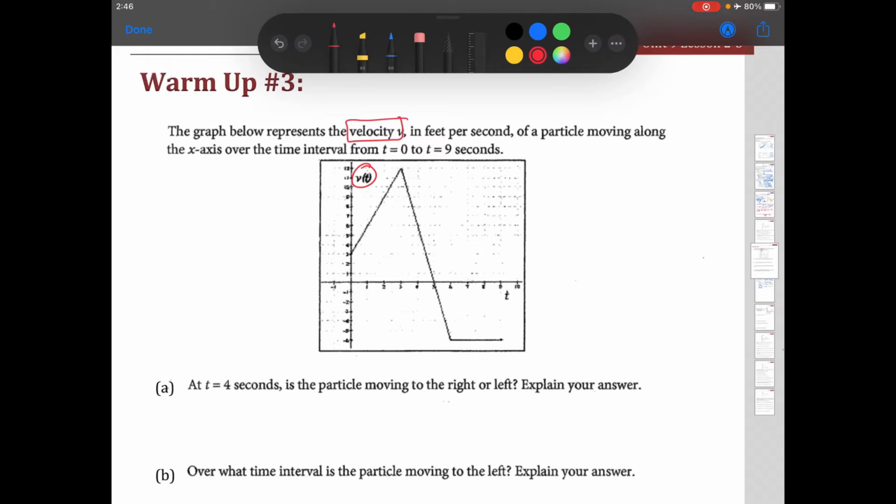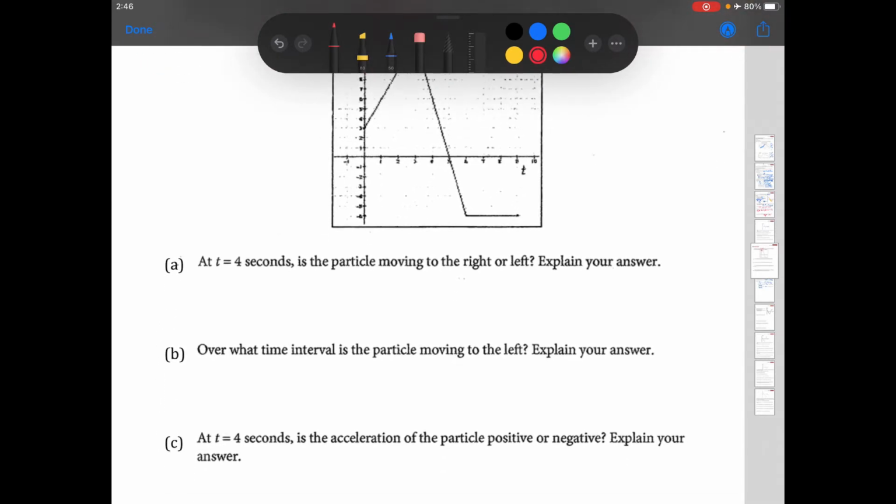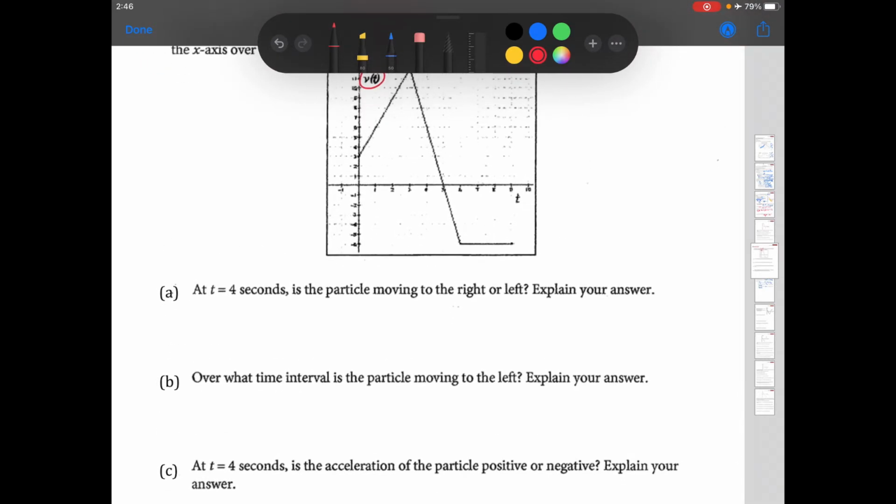So you want to be very careful. You cannot look at the two graphs the same way because the reasons are the same, but how we use them to find things is different. So part A says at t equals 4 seconds, is the particle moving to the right or left? Explain your answer. So again, as I said, the justifications are the same. It's how we're going to find it.